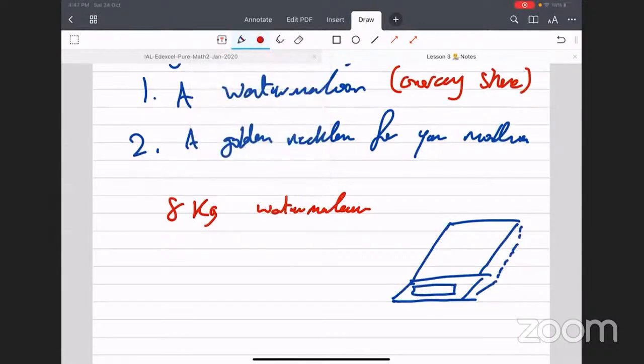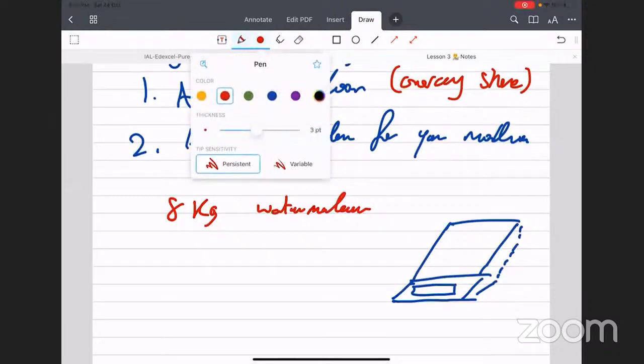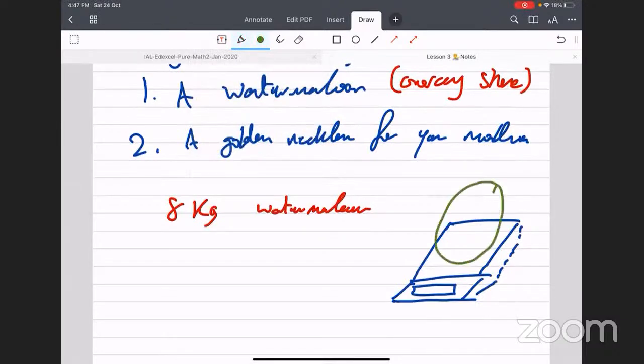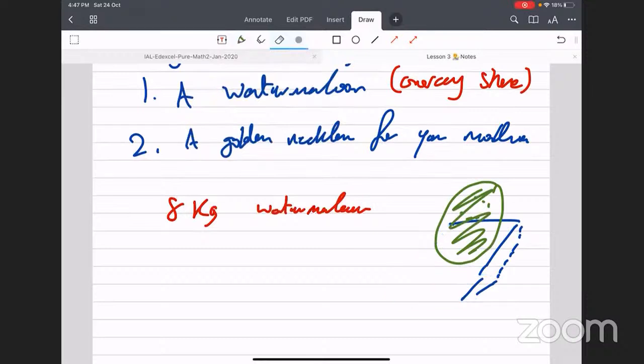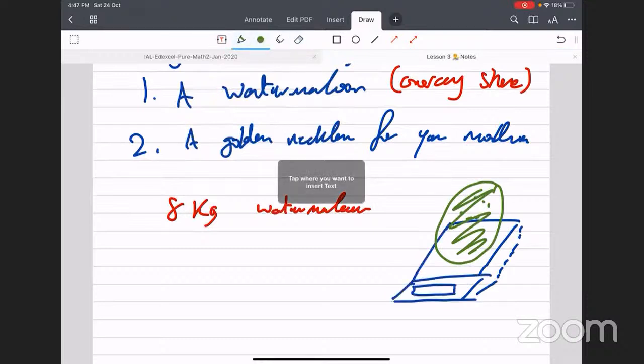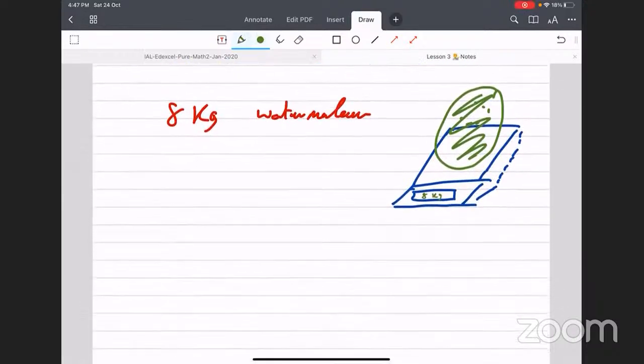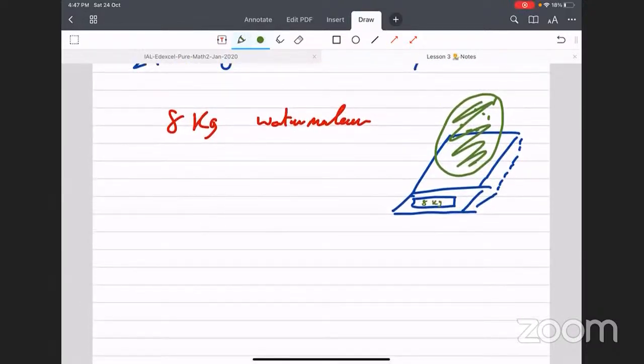Here's the watermelon. Let me have a green one. It's 8 kilograms. Oh my God. 8 kilograms. Actually, it was a good drawing. Anyways. So you got an 8 kilogram watermelon.